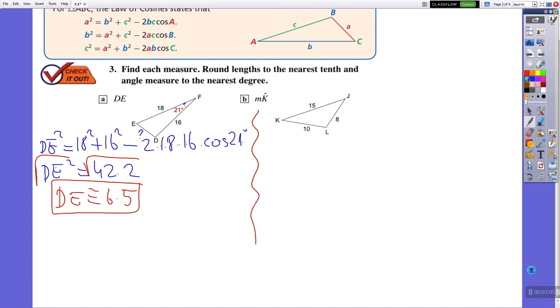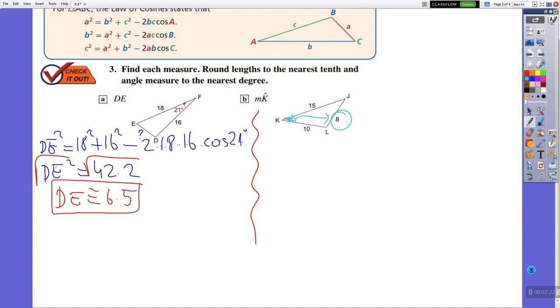The second one, this time you are given 3 of the sides and you are asked to find angle K. So in order to find angle K, you must use the side length on the opposite side, which is 8.